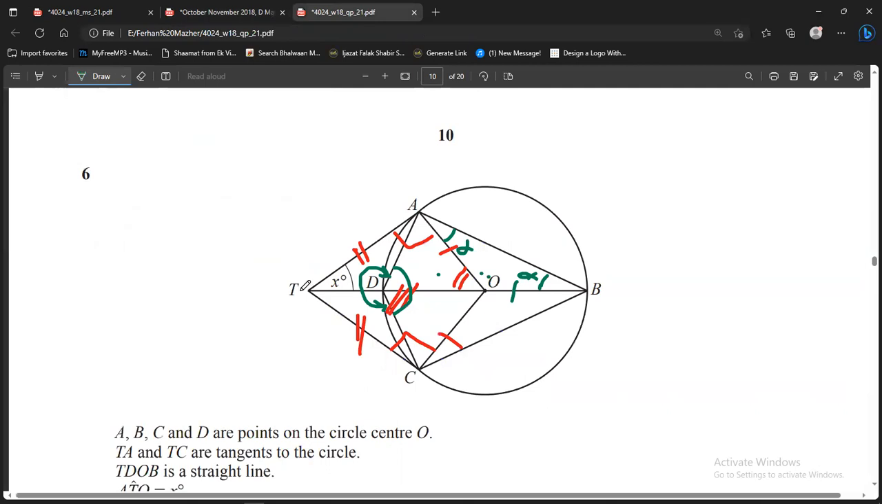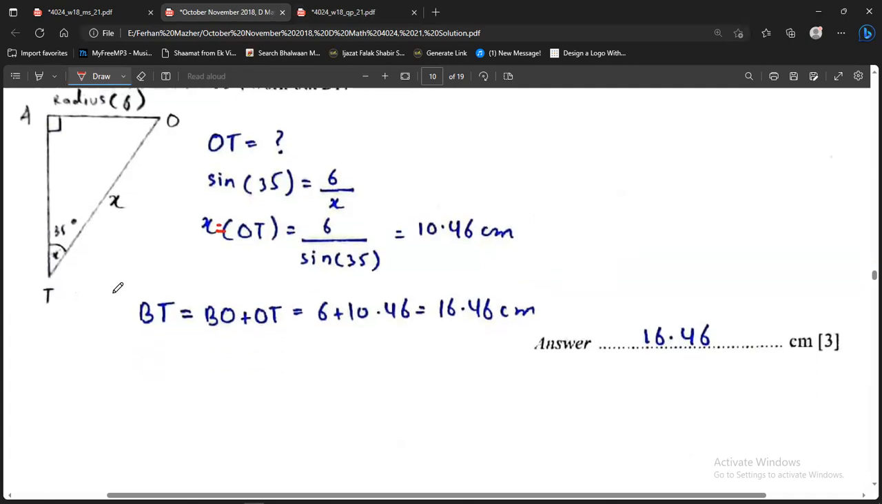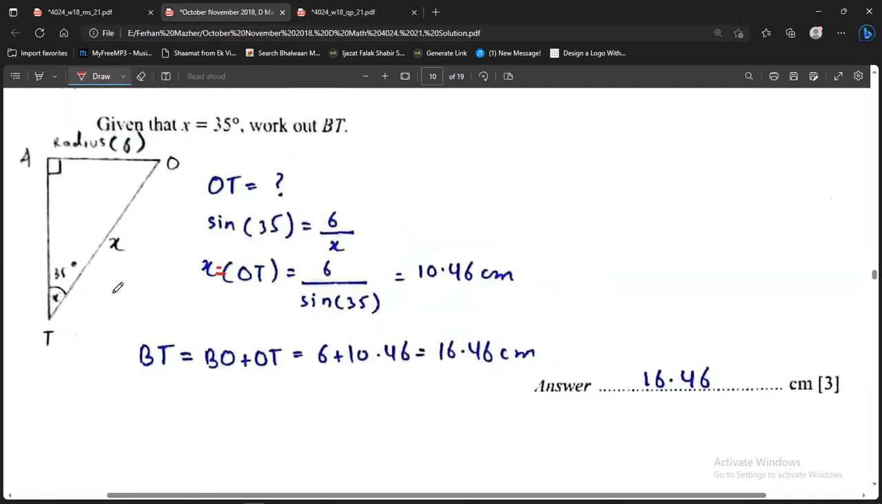So the basic question is what is BT? The BT will be the OT plus the OB. So B to O is 6 plus O to T is 10.46. So it's 16.46 centimeters. That's the answer.